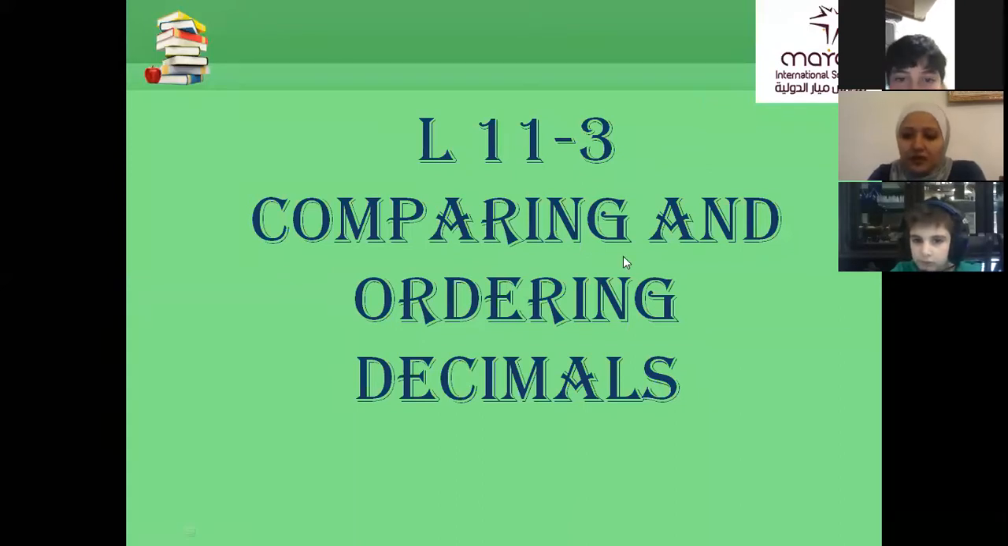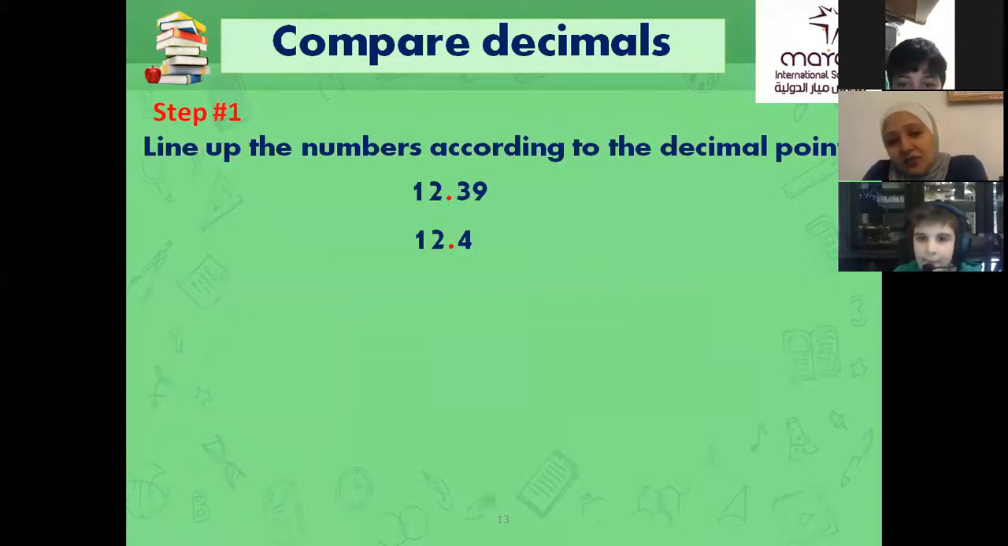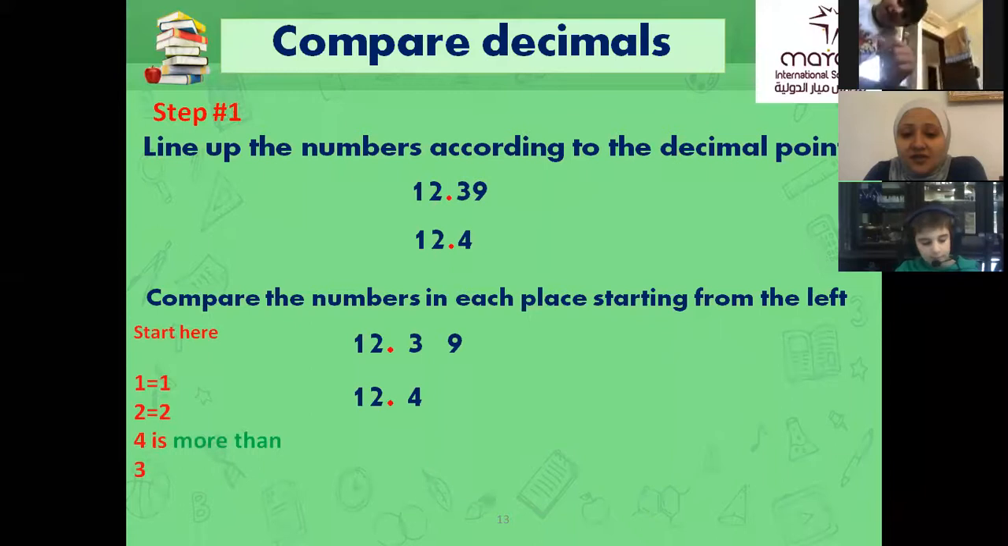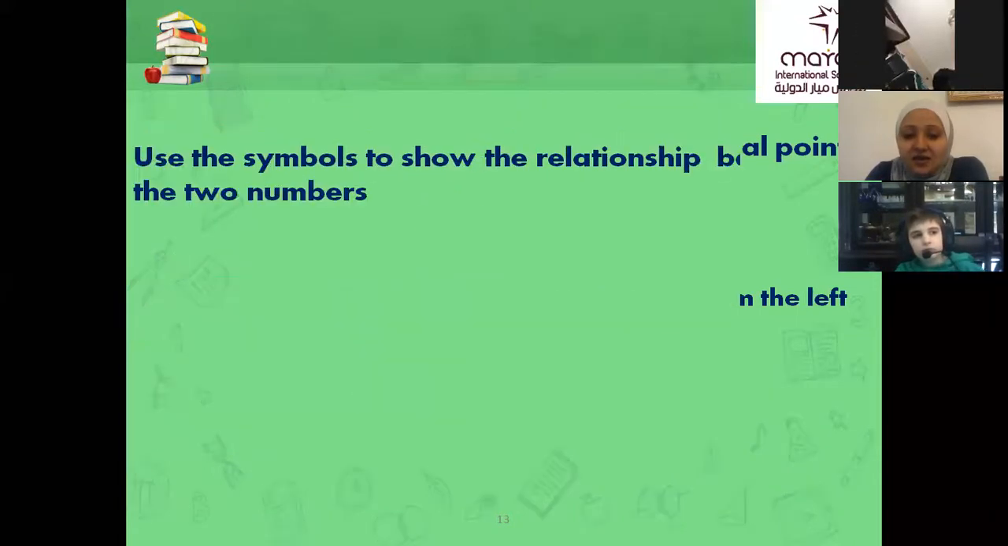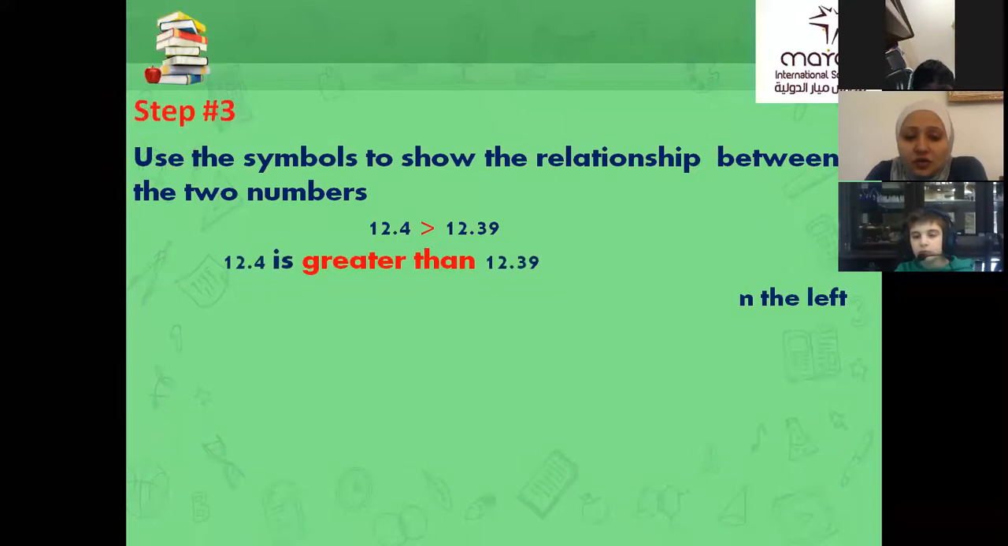It's okay. Now, comparing and ordering decimals. We said that we have steps to compare and order decimals. The first step, line up the numbers according to the decimal point. Then we start comparing from the left, not from the right. We have 1, 1, 2, 2, 3, 4. So which one is greater? Of course, 4 is greater. So 12 and 4 tenths is greater than 12 and 39 hundredths. Who wants to start comparing?